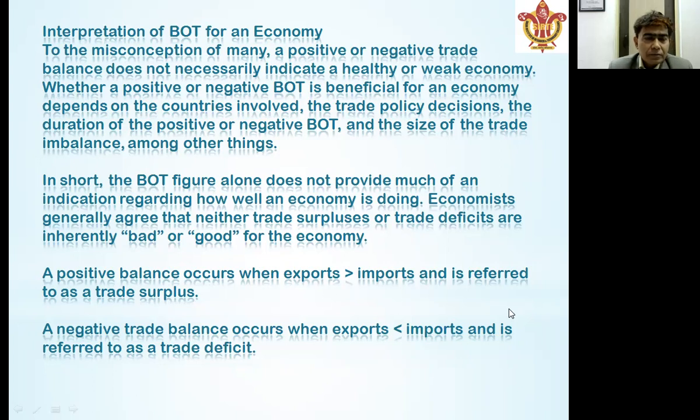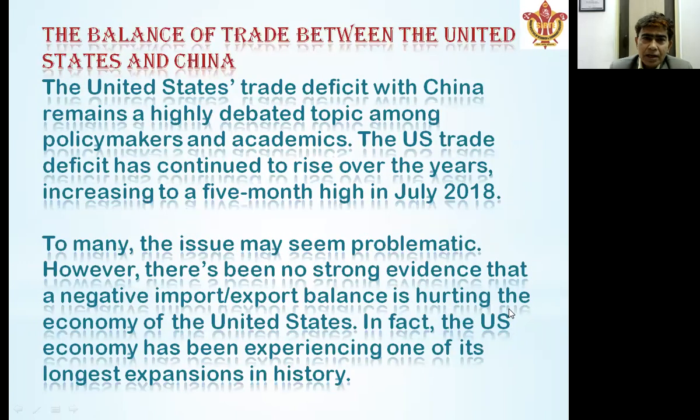Economists generally agree that neither trade surplus nor trade deficits are inherently bad or good for the economy. A positive balance occurs when exports are greater than imports and is referred to as a trade surplus. This is the most important concept; we will understand it in the next slides by the graph. A negative trade balance occurs when exports are less than imports, referred to as a trade deficit. I repeat, a positive balance occurs when export is greater than import, and a negative trade balance occurs when export is smaller than import. This is the most important concept of balance of trade.